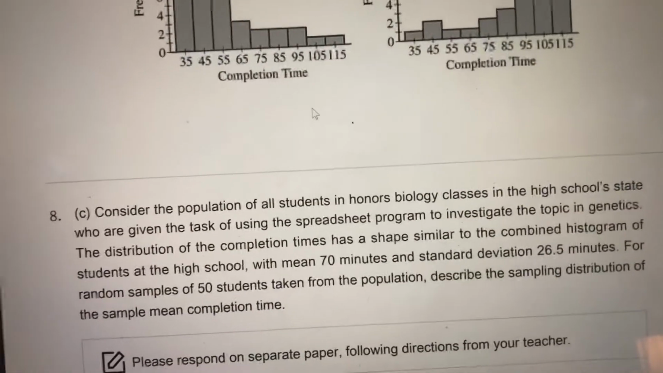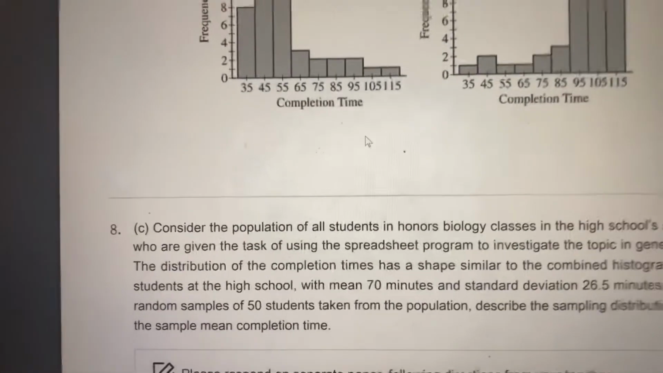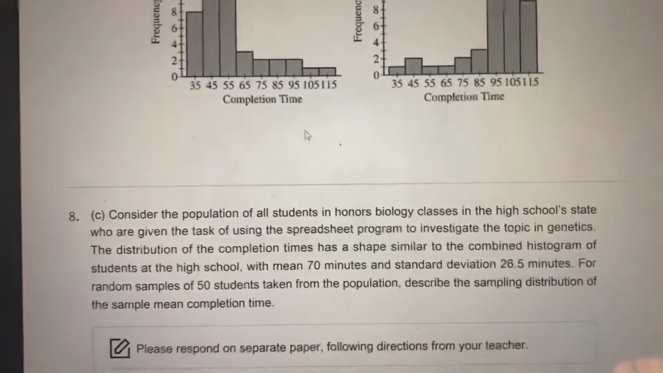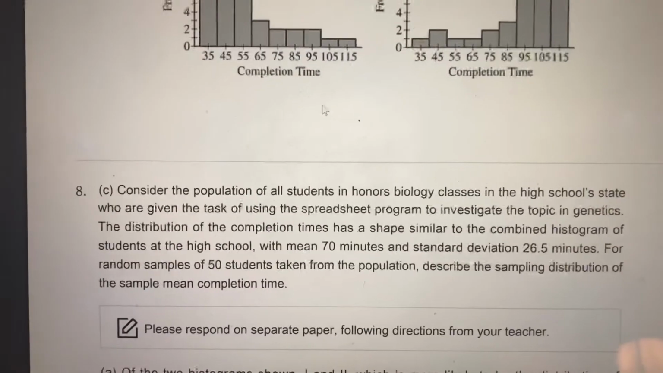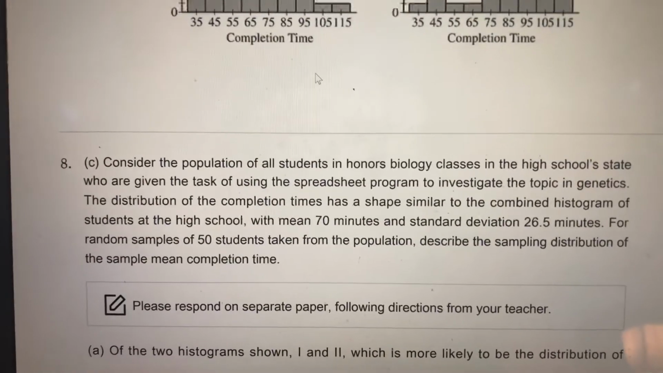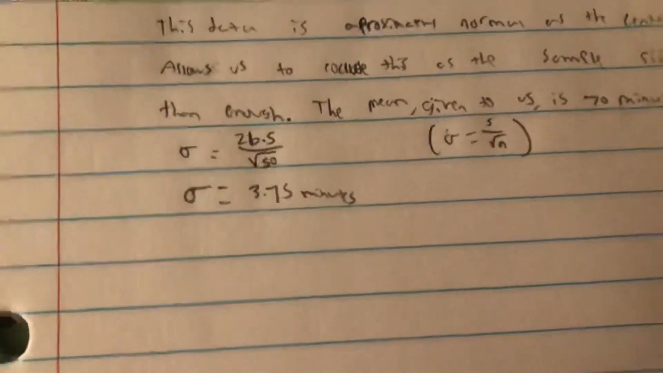So the data will be approximately normal, as the central limit theorem allows us to conclude this, as the sample size of 50 is large enough to where we don't have to look at the graph. The mean is given to us, it says 70 minutes, and to find the standard deviation, we have to use the formula s over square root of n, which these two numbers are both given, 26.5 over root 50, which results in 3.75 minutes.